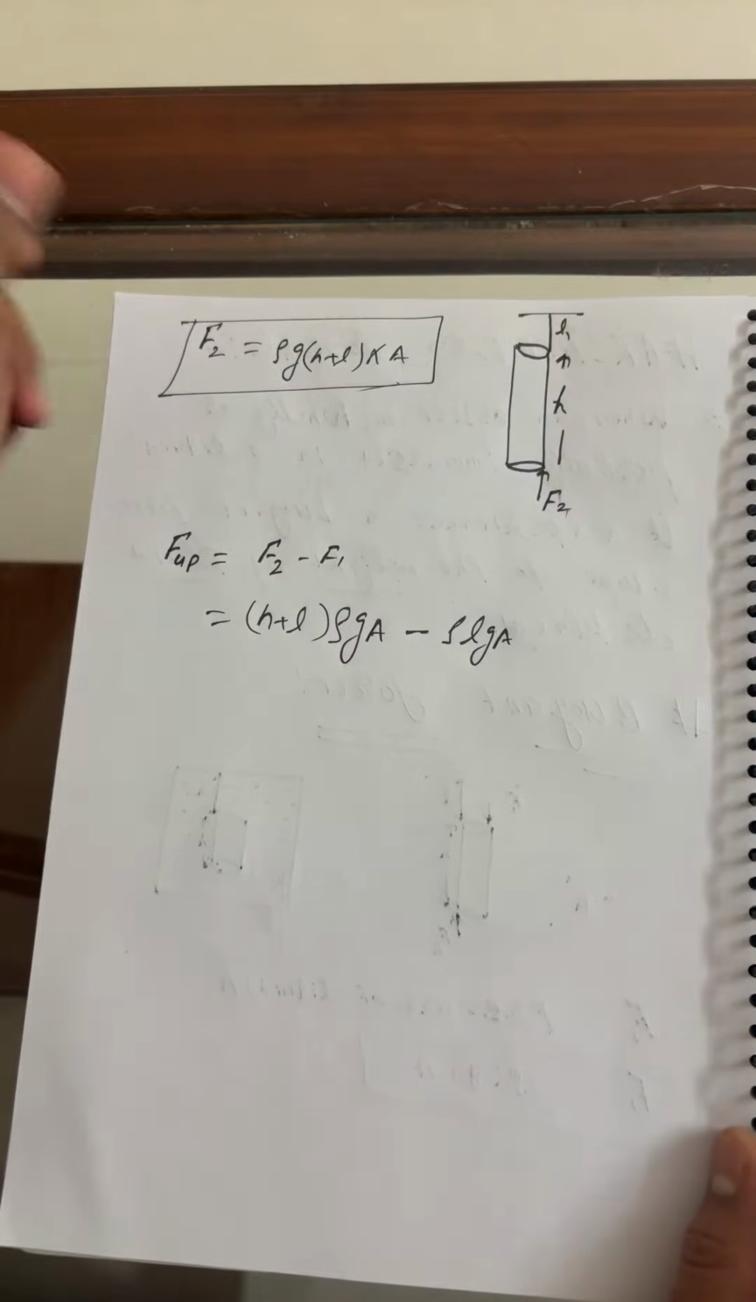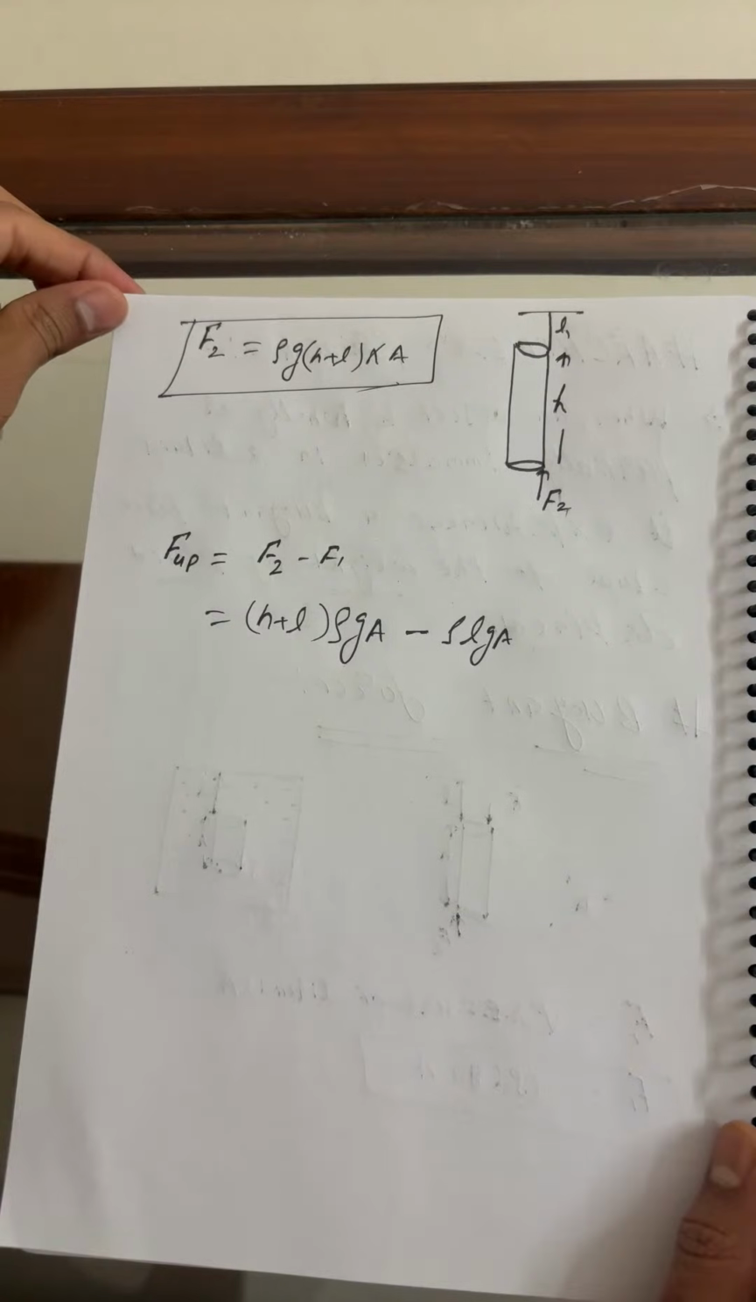Can you write your name here? Krishna. 5577. Can you write your name?